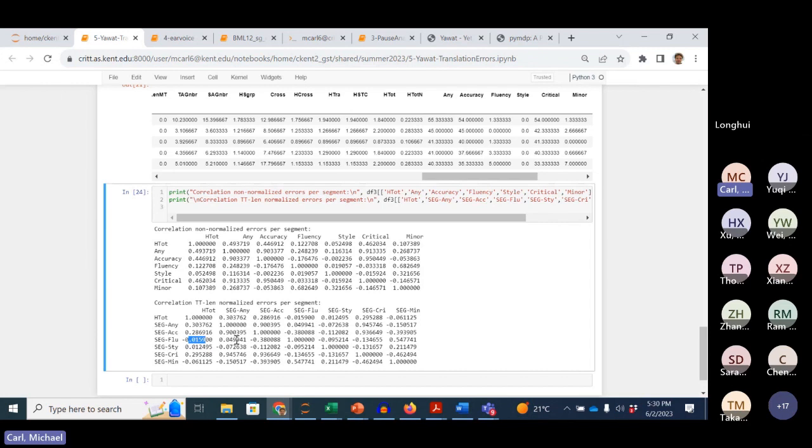Which indicates that this value indicates the number of choices, the translation options, the variation in the translation product. And it shows that if there is much variation in a segment regarding the word choice, then it's more likely to have an accuracy error. And this is independent. So the fluency error is basically independent of how many translation choices there are.